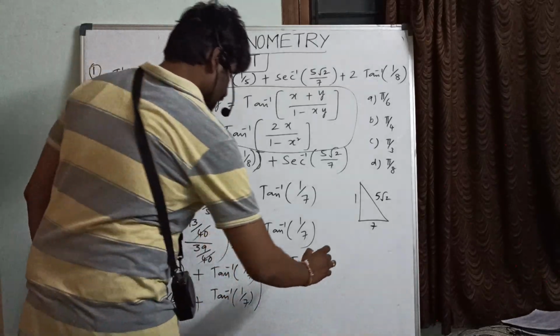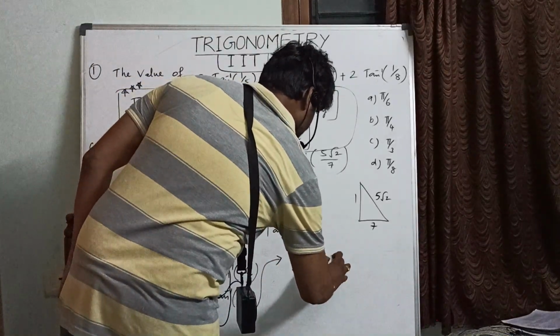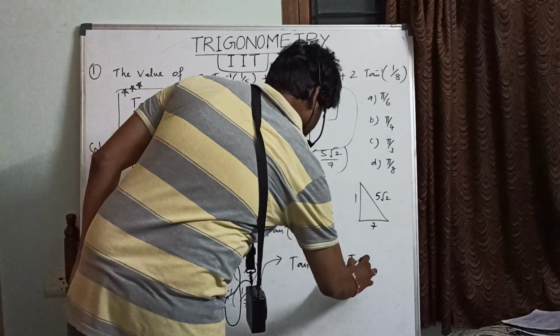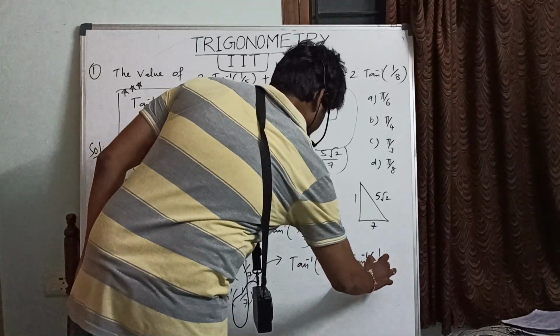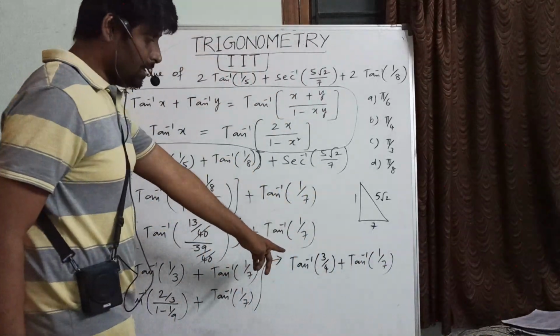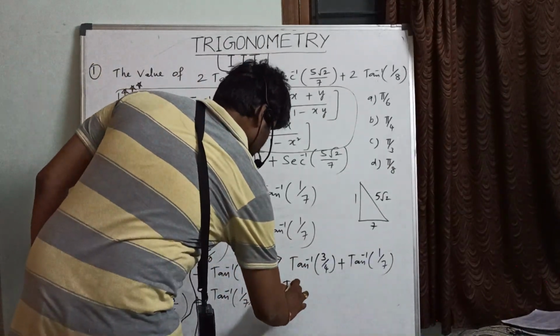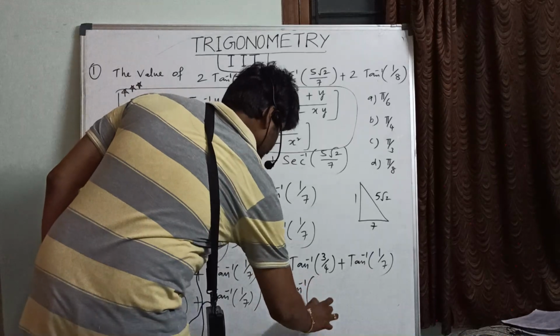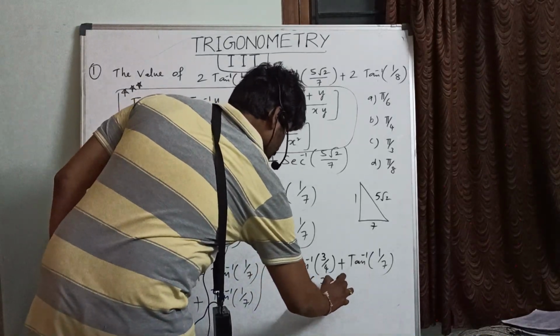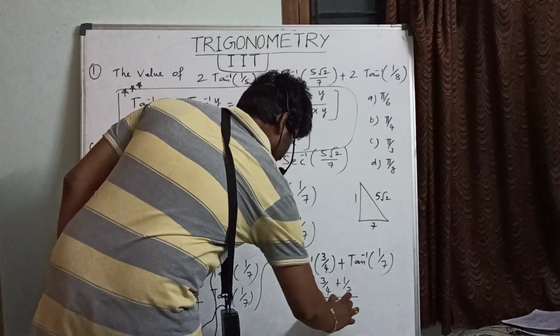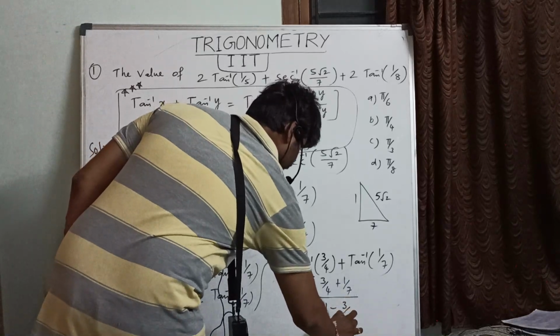3 by 4 plus tan inverse of 1 by 7. Now finally, the tan inverse of x plus tan inverse of y formula. So we should make this transformation fast. 3 by 4 plus 1 by 7 over 1 minus 3 by 28.